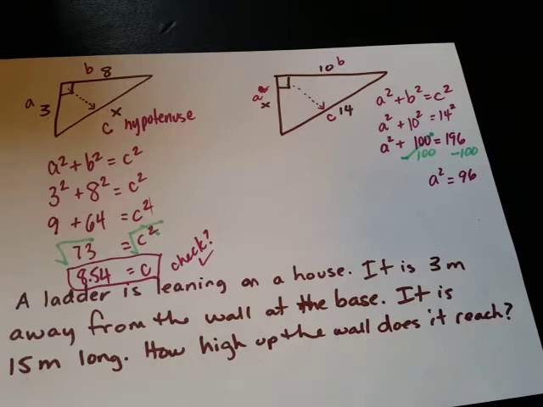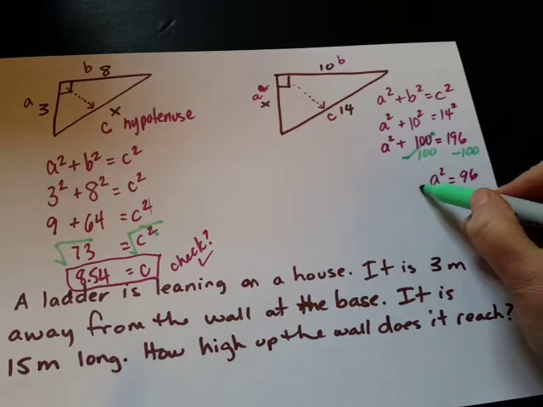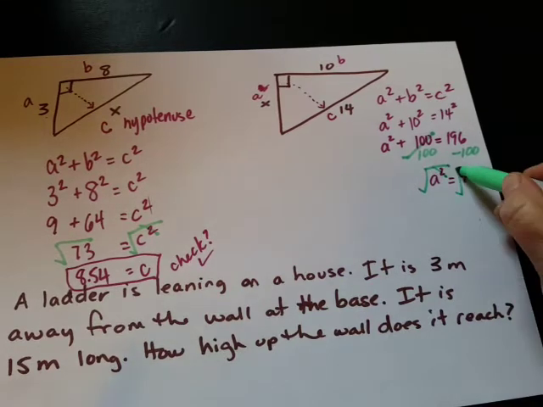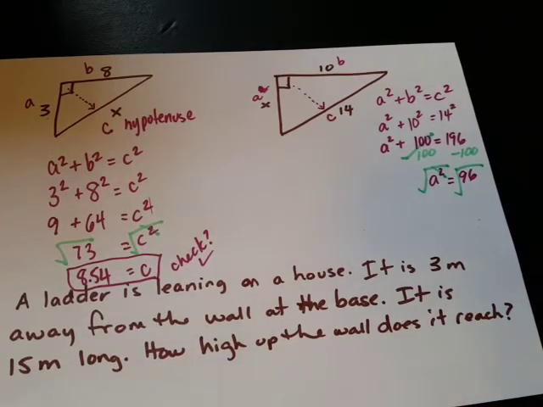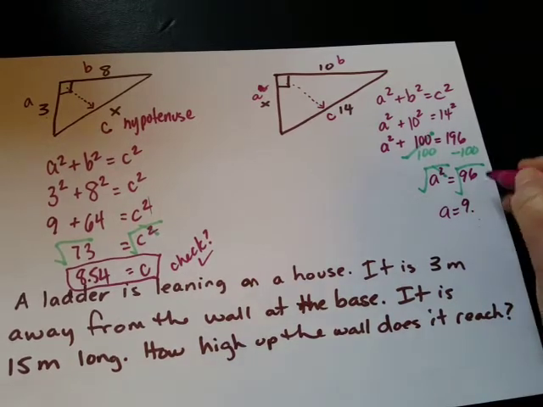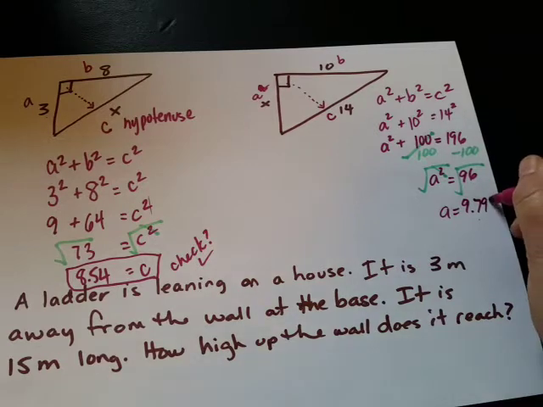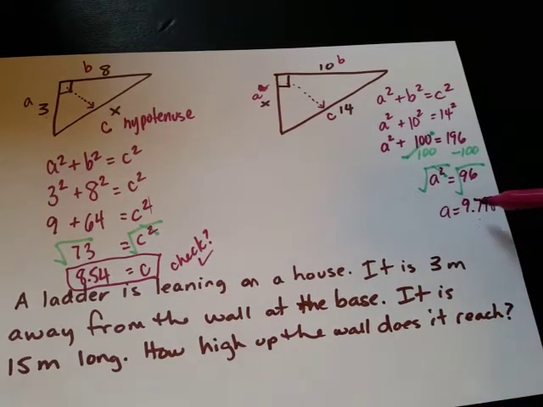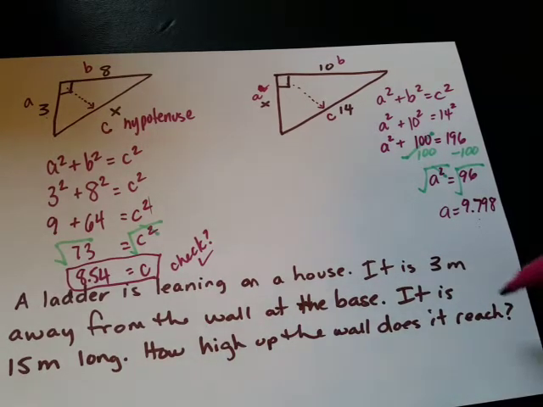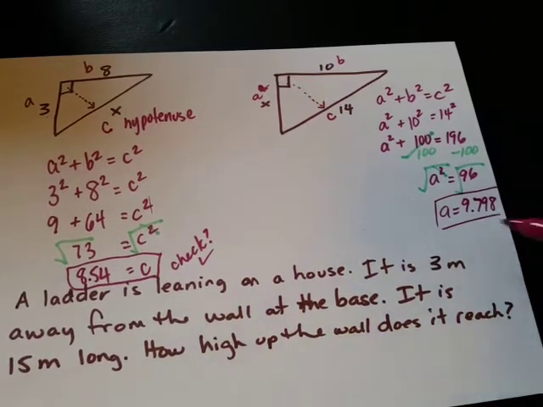So now we're back on track. Like our previous example, we're trying to get A by itself. So how do we unsquare A? We take the square root of both sides. Now this is actually interesting. It was 9.79, so I just rounded up that last 7. And if you had 9.8, that would be fine too. But you definitely want to be showing some decimals.